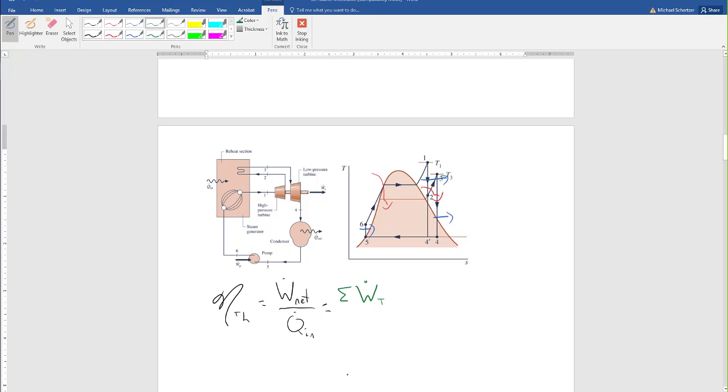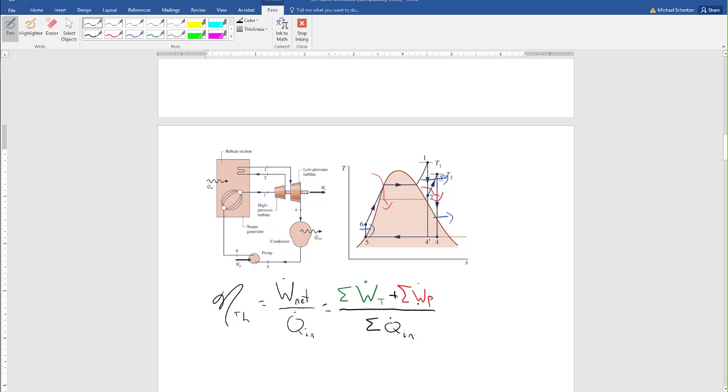to take the sum of all the turbine powers, plus, the turbine powers are positive, plus the sum of all the pump powers. And because the pump powers are negative, they're going to lower our net power. And then we're going to add all the places where we add heat.